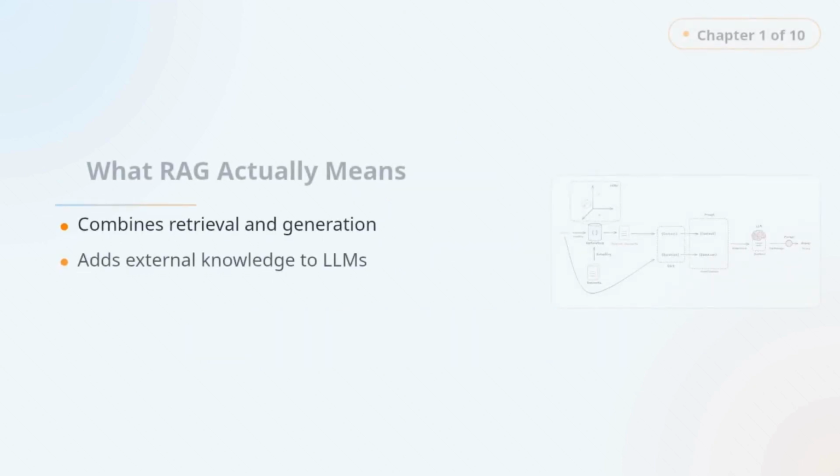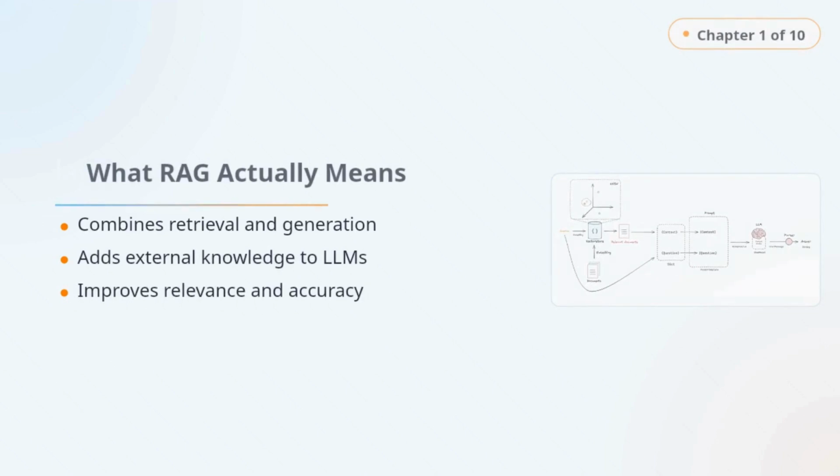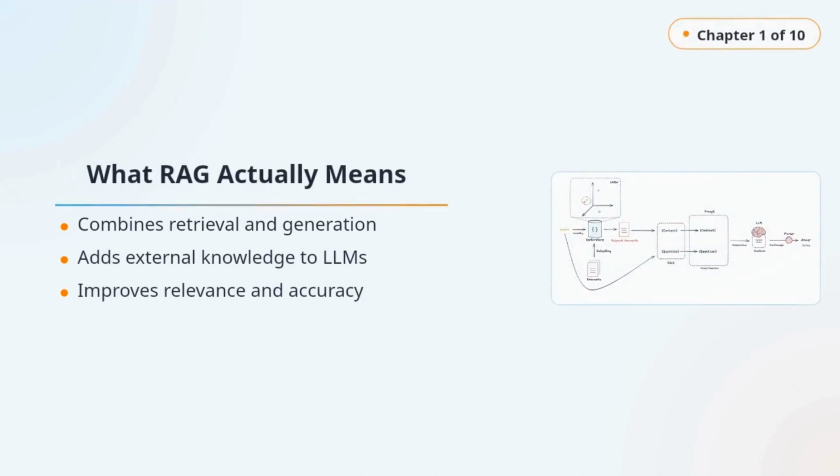RAG stands for Retrieval-Augmented Generation. The idea is quite practical. Instead of asking a language model to answer only from what it remembers from training, we first retrieve relevant information from an external knowledge source, and then ask the model to generate the answer using that context. So RAG is basically a two-part system working together: fetch useful information, then write a good response. This makes answers more grounded and more useful, especially when the question depends on specific facts.